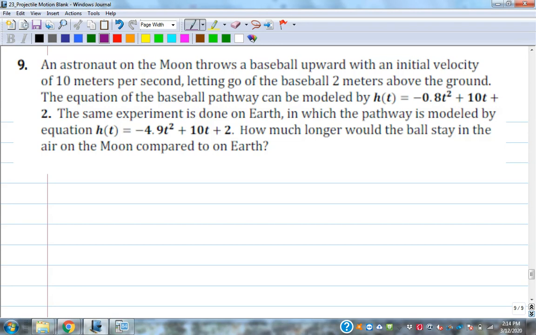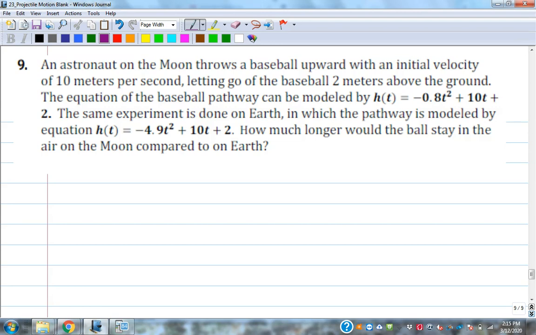Time it's in the air, right? For each of those equations, we would have to do 2 equations here. Set them equal to 0. I would do quadratic formula on both of those because they got decimals in them. I don't factor things that have decimals in them. So quadratic formula and find the time that it's in the air for each one of those. Okay, and then compare how long it's in the air for each one of them, and just subtract and see.